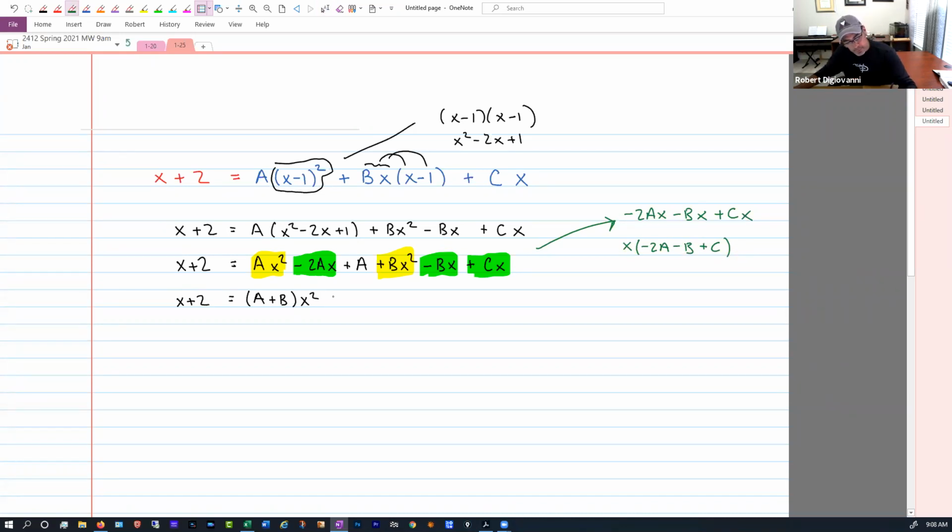So I'm going to put plus in parentheses negative 2a minus b plus c, and then here's the x. And then the last thing to do is to write down whatever doesn't have an x in it. And the only thing that does not have an x here is an a. So I'm just going to put plus a.